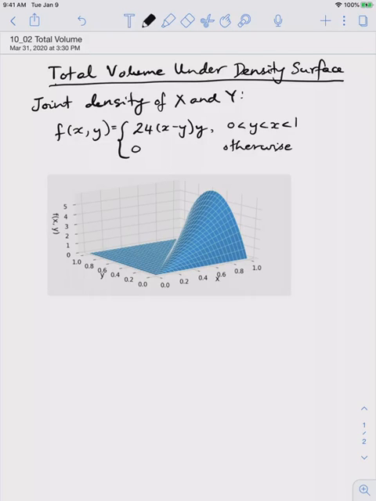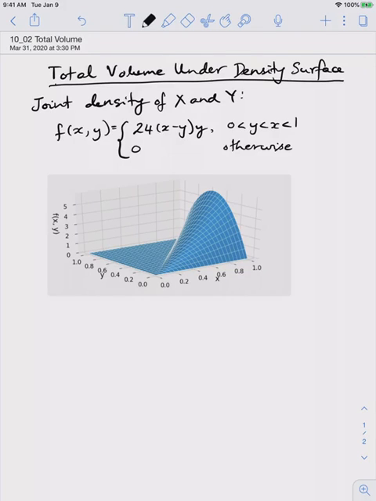The total volume under a density surface is supposed to be 1. Now let's see how we would go about checking that. Supposing I have a density surface, at least I'm claiming it's a density surface, which is defined by the formula given. I've drawn a nice picture of it, and the picture, while it's lovely, does not help us find volumes. So for that, we have to use calculus.